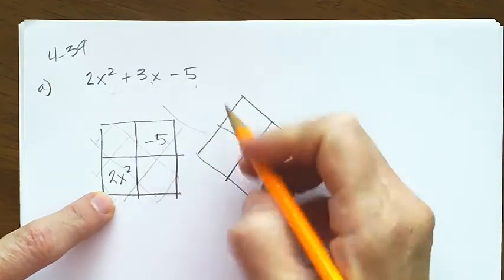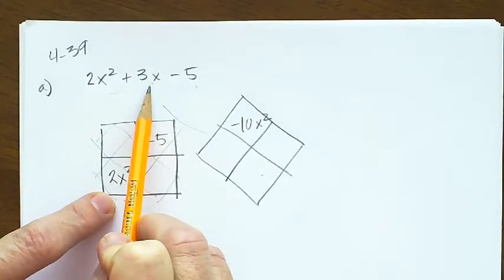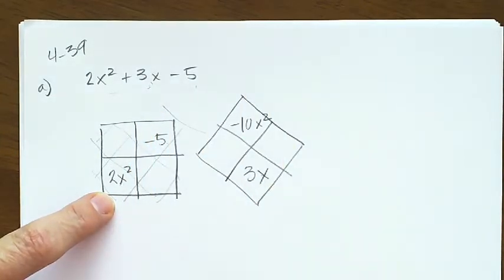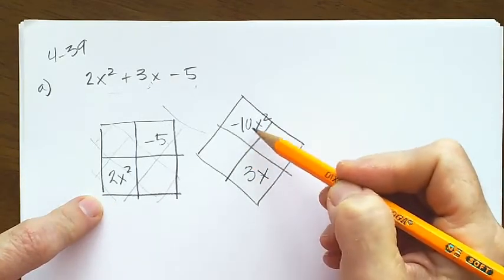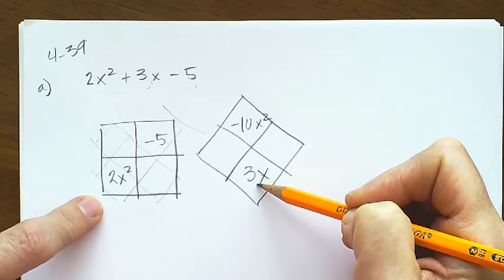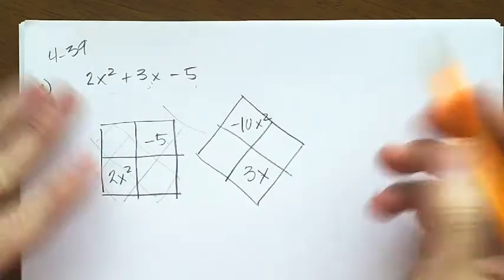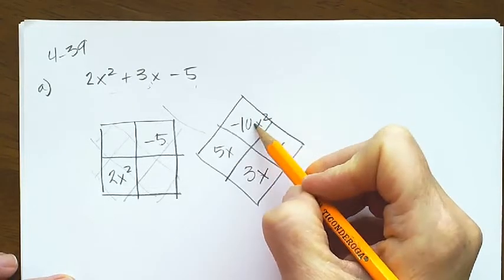Well, what is this product? Negative 10x squared, but we know it has to add up to 3x. You're only going to have 3x terms. Well, what can you multiply to get negative 10, but when you add it, you get 3? 5 and 2, right? So 5x and 2x is going to give us negative 10x squared.